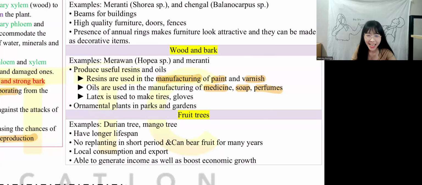Okay, next we have latex, made into tires and gloves. So tires and gloves are made from latex. Please don't write condom. I know a condom is one example of latex, but we don't write condom, okay? We write tires and gloves. Ornamental plant. Okay, what is ornamental? Ornamental is a decorative plant. People use these to decorate the street or decorate the house.